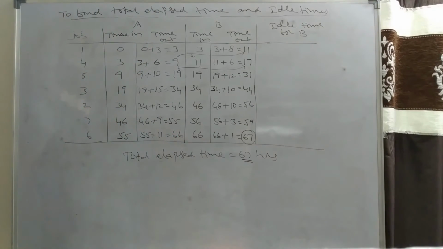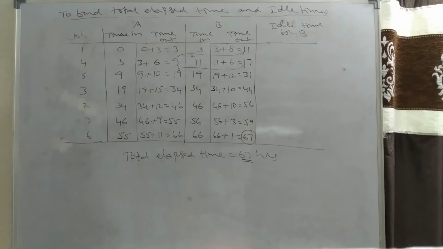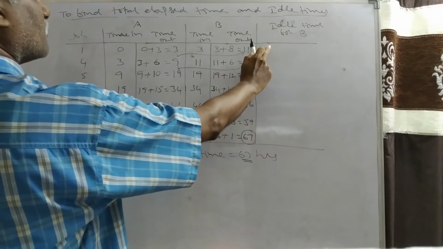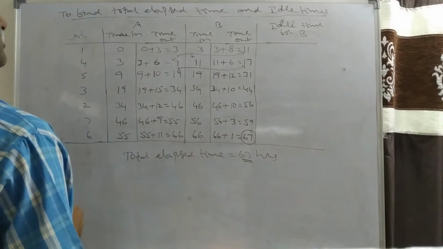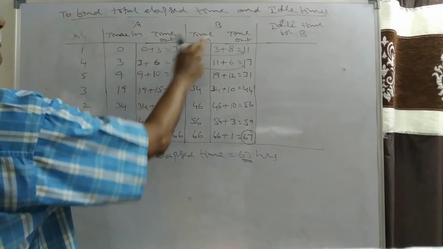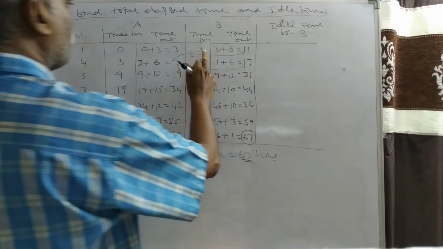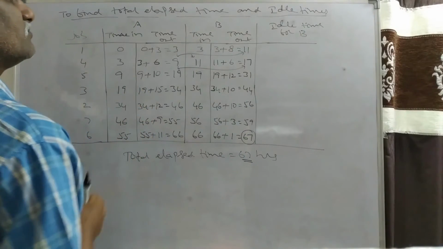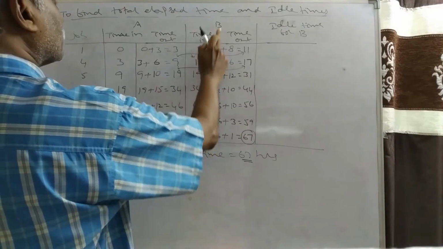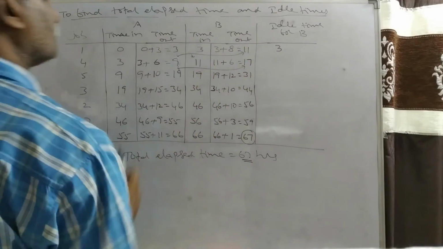Right. Now to find idle times. First we find idle time for machine B in each step. At the first starting position, what is the idle time for machine B? Till the completion of the first job on machine A, the second machine is idle. So what is the time for the first job start on machine B? That is 3. So up to 3 hours the machine B is idle. So here idle time for machine B is 3.